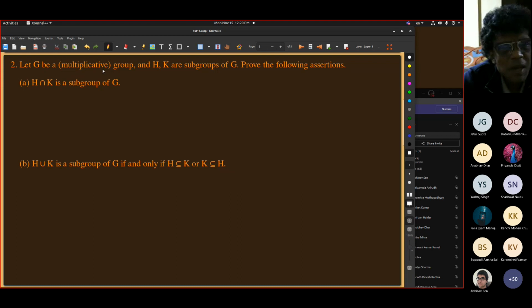Let G be a group, and let us say in this exercise it is multiplicatively written. So instead of using any fancy operations, I will just use multiplication. And this G has two subgroups, H and K. And there are three assertions. First of all, if I take the set theoretic intersection of H and K, that is always a subgroup.